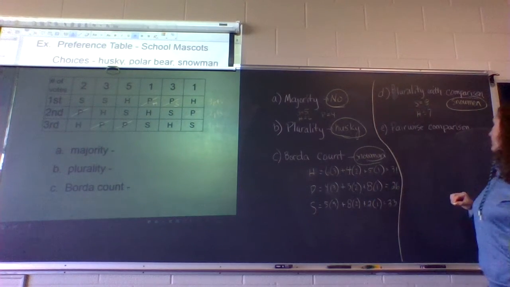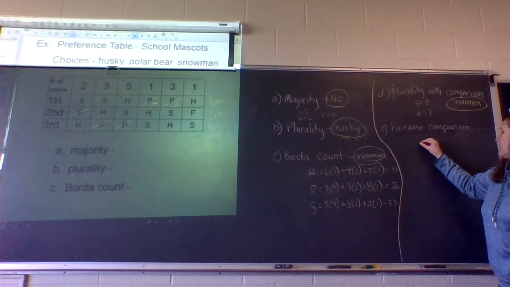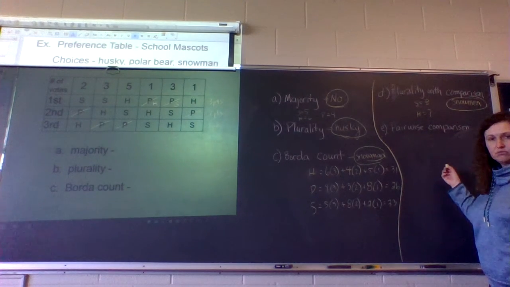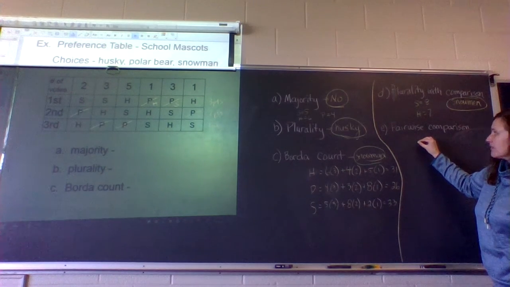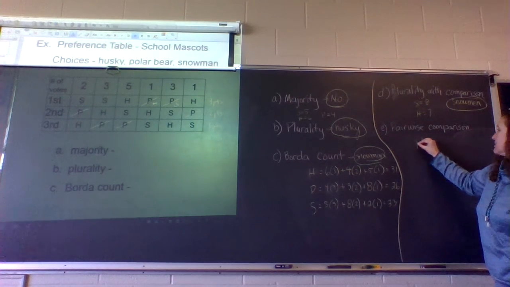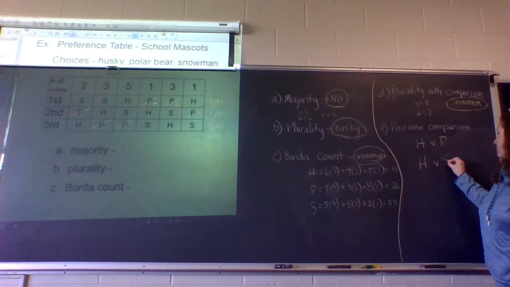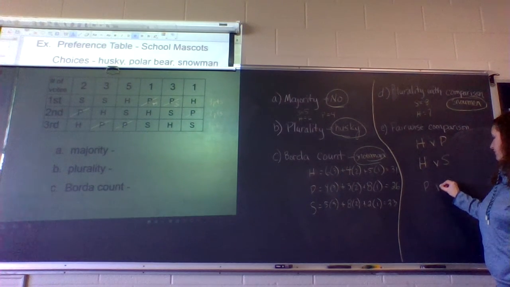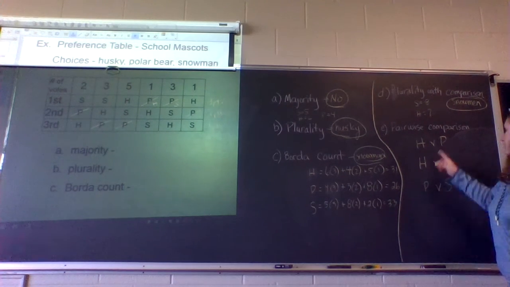All right, so now we're at pairwise comparison. So we're just doing 3 combination 2. So there's only going to be 3 things to work with here. So we're going to do Huskies versus polar bears. We're going to do Huskies versus snowmen. And then we're going to do polar bears versus snowmen. That's the 3 items.